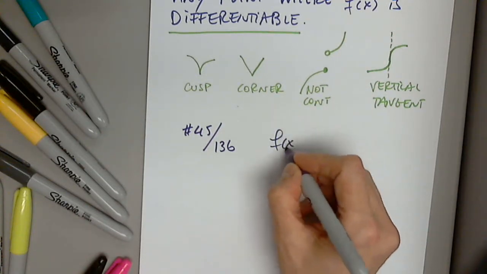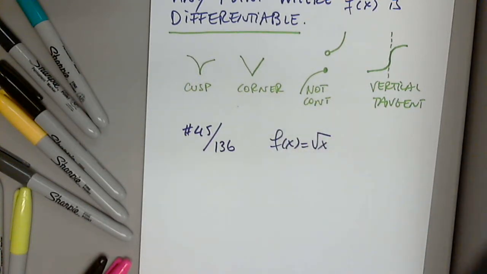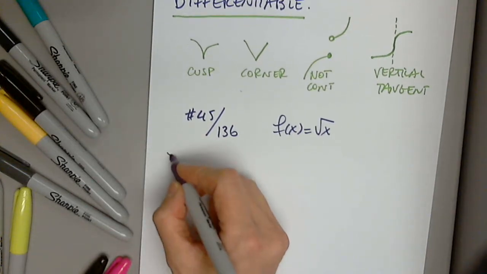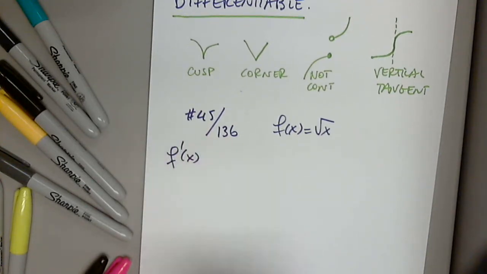We're given the function f of x, which is the square root of x, and we're asked to find the function that will give the rate of change, the instantaneous rate of change of this function everywhere where the function has a unique rate of change. Okay, so what is the definition of f prime? How do I determine f prime? And I have to remember how to determine f prime.